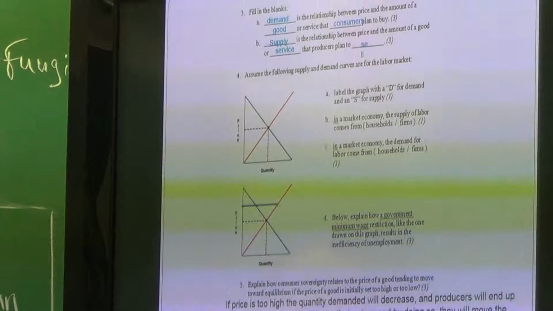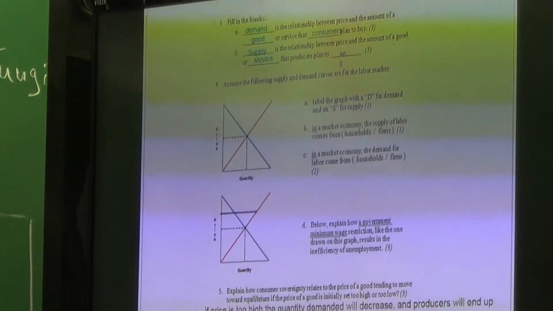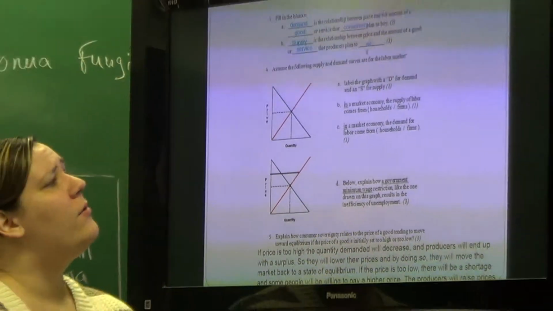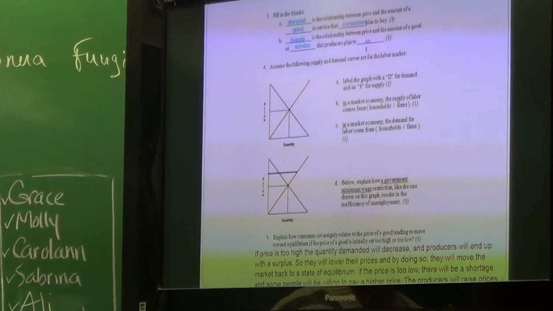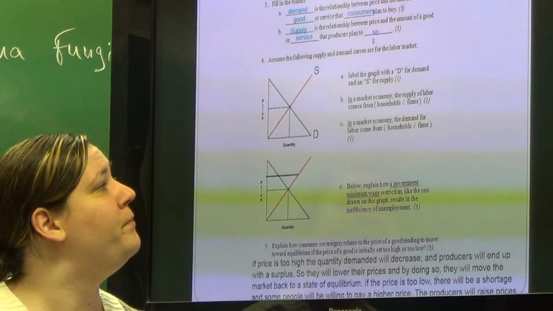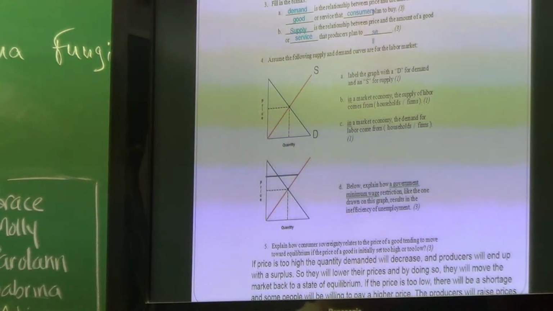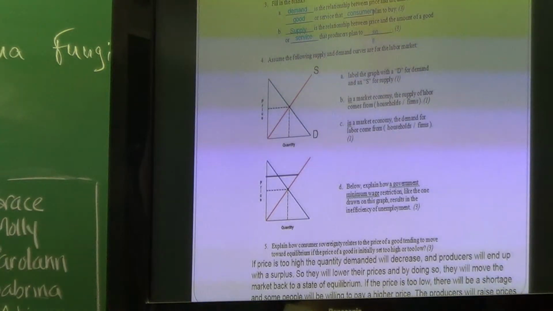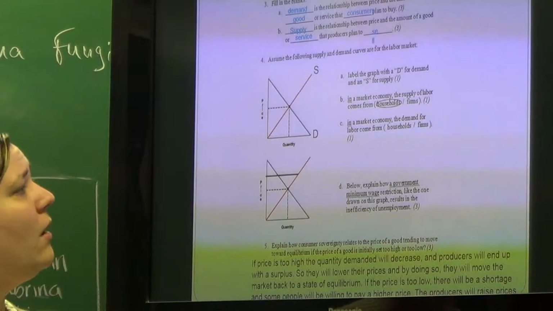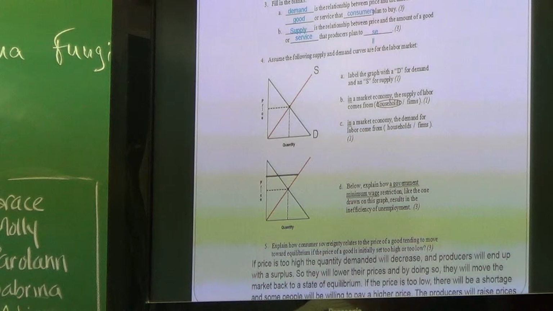Okay, so assume the following supply and demand curves are for the labor market. Label the graph with a D for demand and an S for supply. At this point, you all know that S goes up on top and D goes on bottom. In a market economy, the supply of labor comes from households or firms. And then in a market economy, the demand for labor comes from, right.